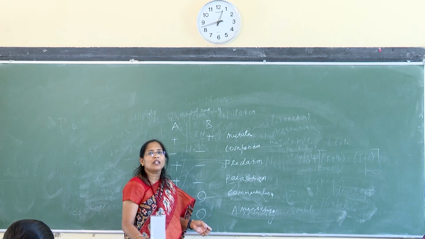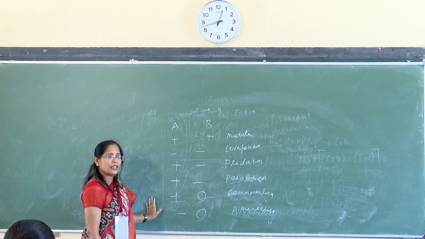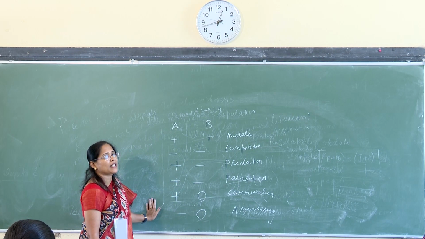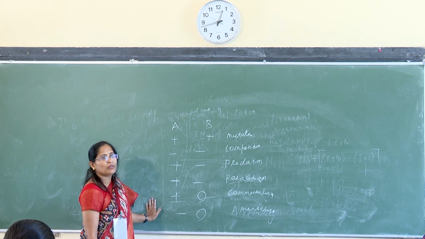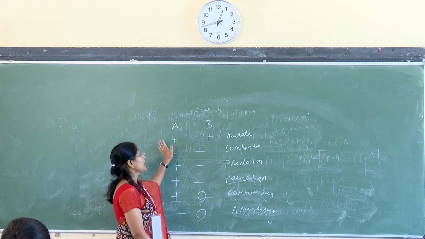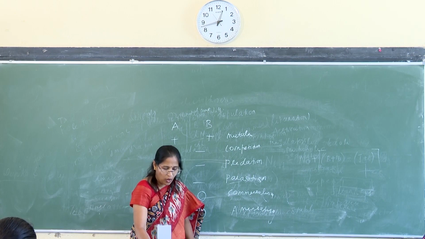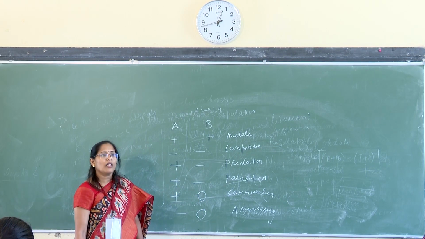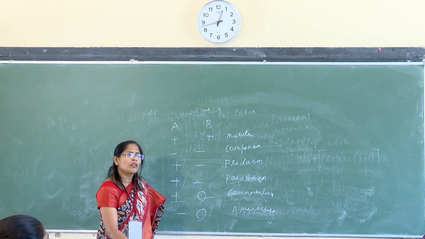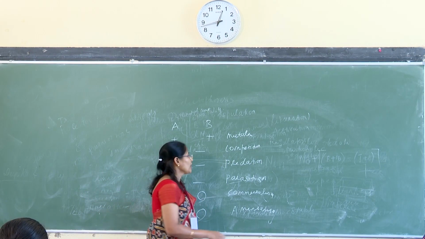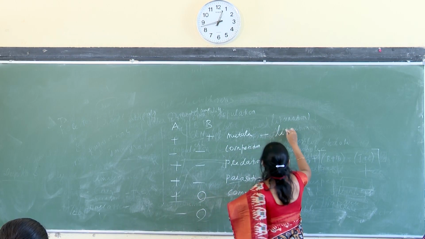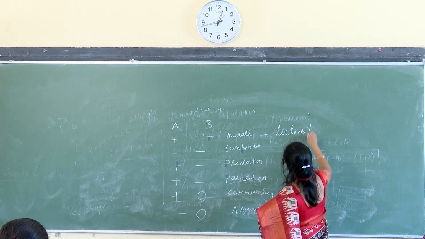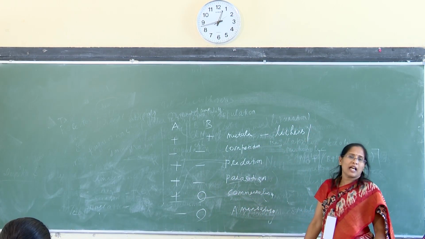This interaction you should know, and the different examples that are given in your book. Examples only they will give and then they will ask. For mutualism, what are all the examples that you can give? Lichens, however you call it. Okay, this is one. Then next, other than that.